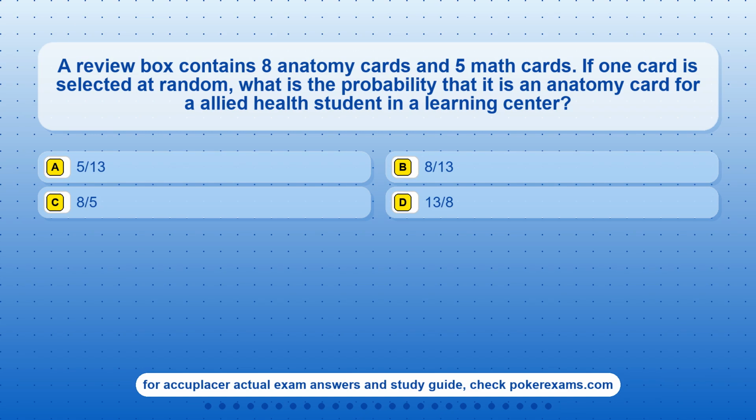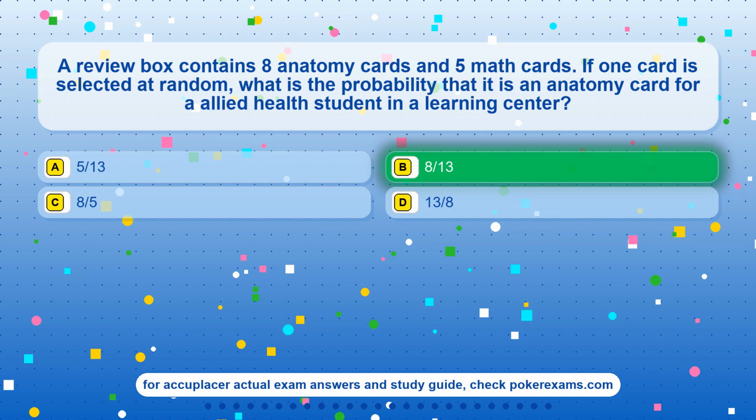Question 4. A review box contains 8 anatomy cards and 5 math cards. If one card is selected at random, what is the probability that it is an anatomy card for an allied health student in a learning center? Option A, 5/13. Option B, 8/13. Option C, 8/5. Option D, 13/8.